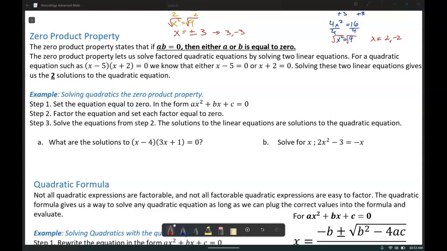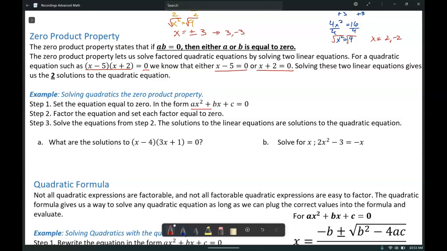Now, more commonly than the square root property will be our use of the zero product property, which states that if any two things, or even more than two things, are multiplied and it equals 0, then one of those things has to be 0. So when we have a quadratic equation in factored form, set equal to 0, we know that one or both of those factors has to equal 0, and so we can use that in order to find our two solutions.